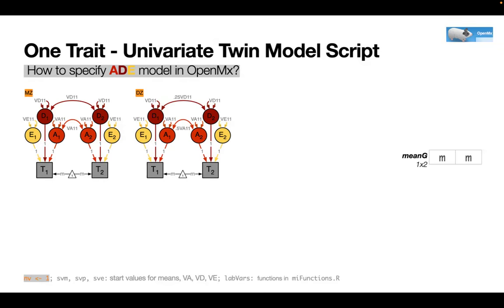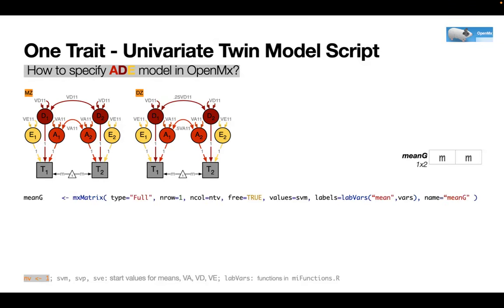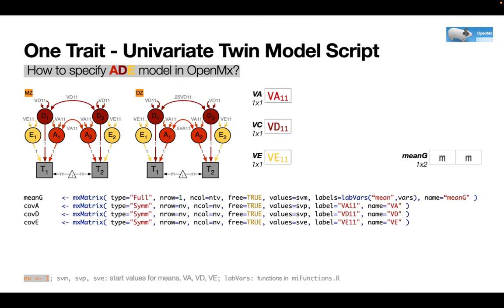First of all, we specify the means, and we've established that we can equate them across twin order and zygosity. So we use the same label for each of the means, and we specify this using an MxMatrix command. And this is a 1x2 matrix. Next, we want to specify a matrix for the additive genetic component, as well as for the dominance and the unique environmental component. And all of these are 1x1 matrices, where we freely are going to estimate these three components.